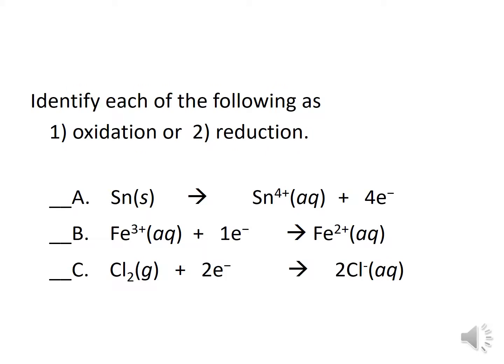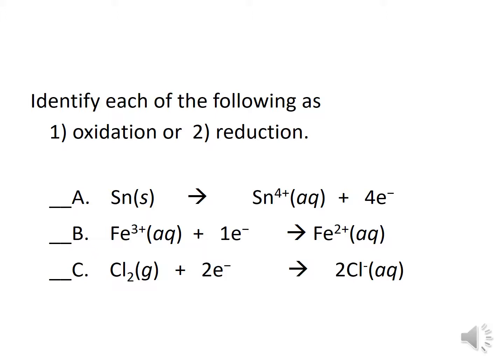Now let's take a look at these three reactions and see if we can identify each one as oxidation or reduction. Tin metal becoming tin plus 4 plus 4 electrons. In this particular reaction, it looks like 4 electrons have been removed from the tin atom, leaving the tin with a plus 4 charge as an ion. And so if we think about OIL RIG, oxidation is losing, reduction is gaining. In this case, the tin is losing 4 electrons, and so we would call it oxidation.